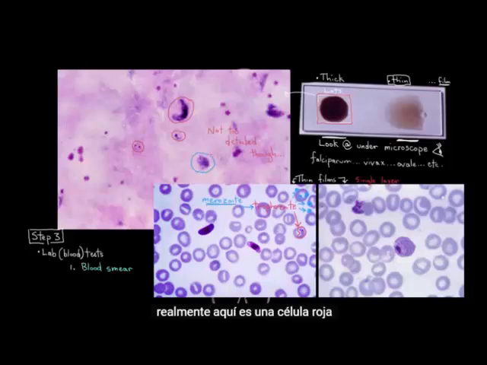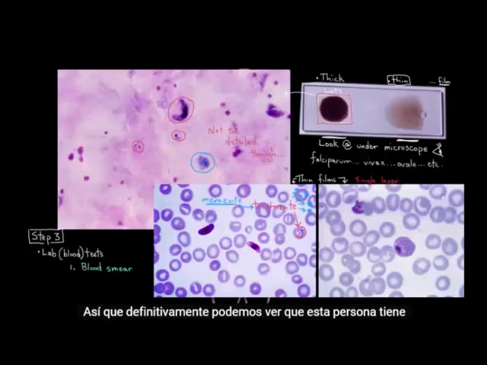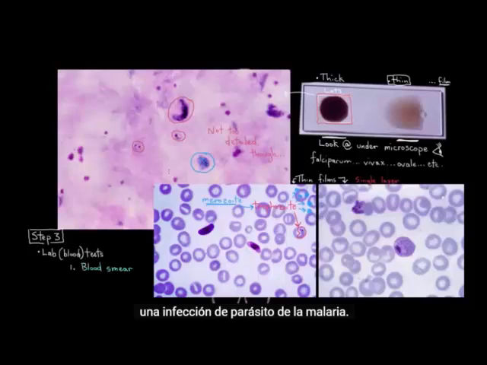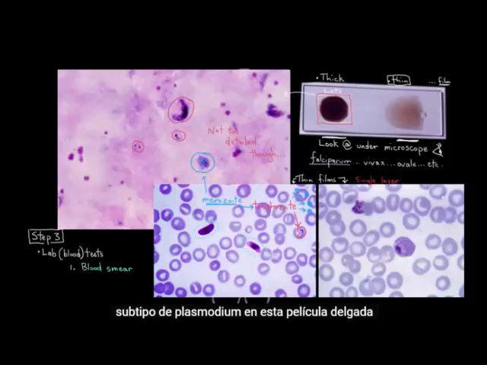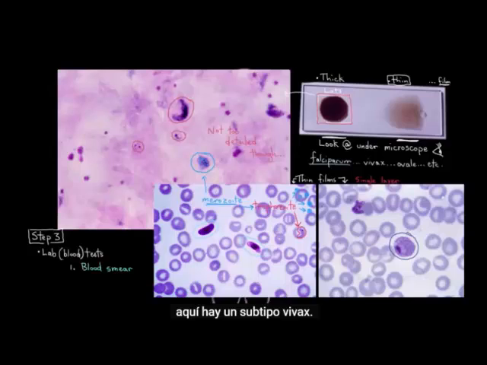And then here's a red cell where that's already happened, right? This red cell is packed with merozoites. So we can definitely see that this person has a malaria parasite infection just by looking at the blood films. And we can actually also pick out this falciparum subtype of plasmodium on this thin film. And right here's a vivax subtype. So on a thin film, we can tell the difference.